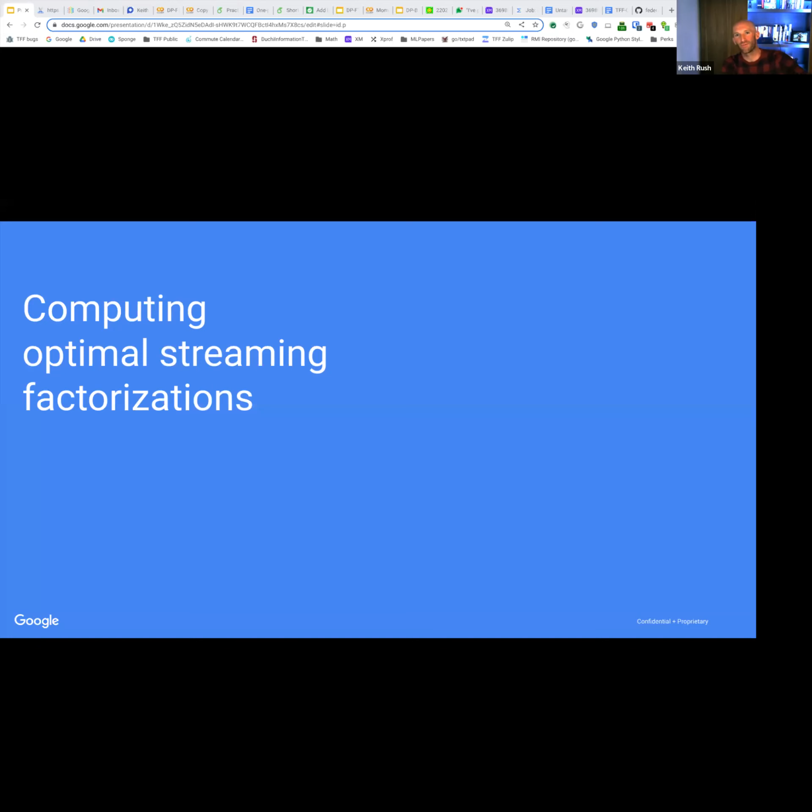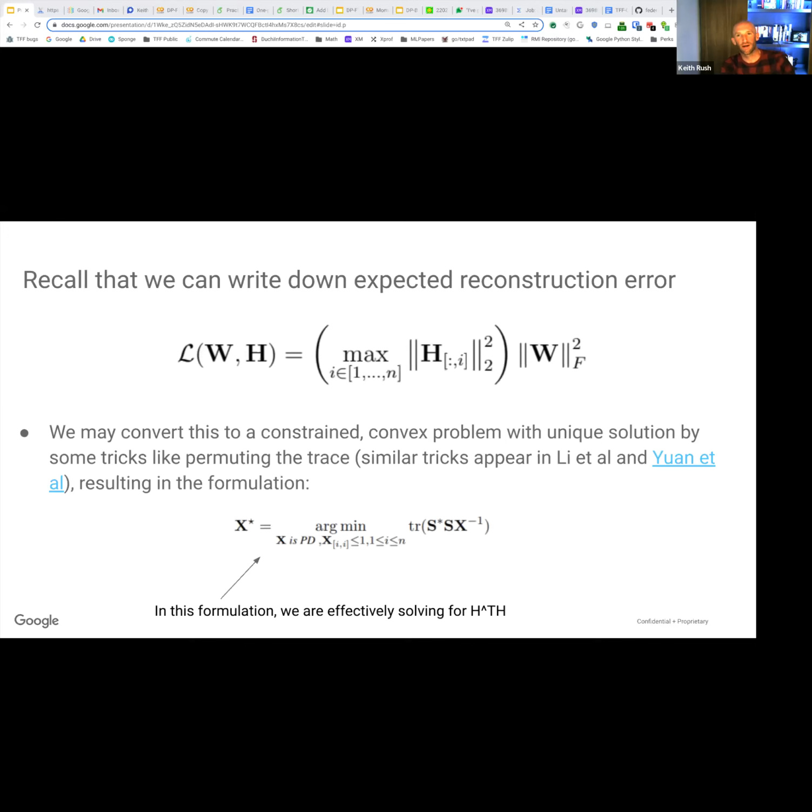Okay, so now how do we get these optimal streaming factorizations? Remember that we can write down the expected reconstruction error. You do some tricks, not that fancy. You just permute the trace around and make a couple of observations. In particular, you absorb the H dependency into a constraint. This thing is homogeneous, which means you can pull that H dependency into a constraint instead of it being an element of the loss.